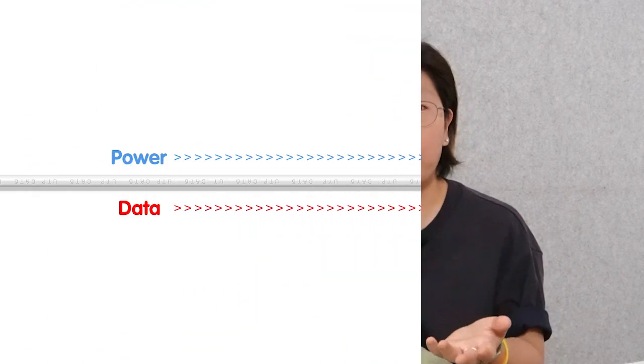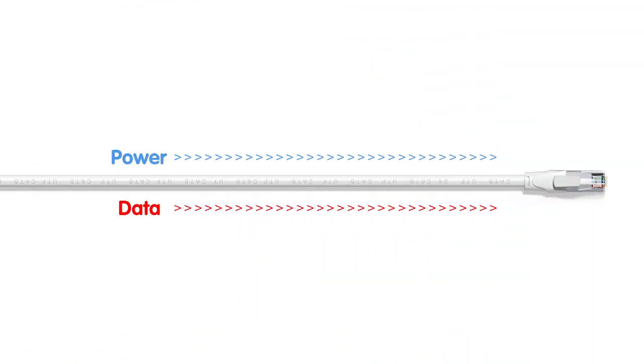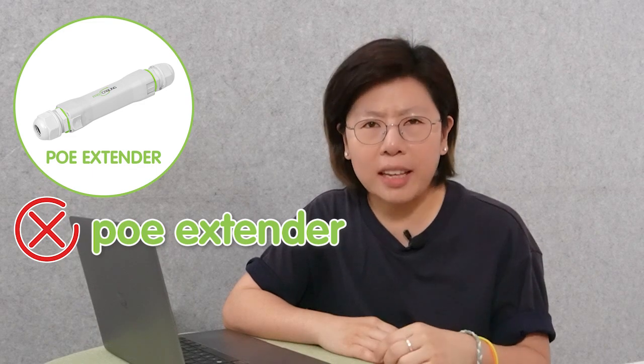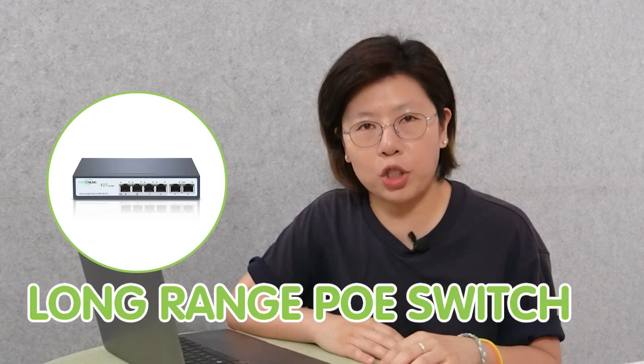Because PoE can transmit both power and data through a single Ethernet cable. But in this case, we don't suggest he add a PoE extender, because you might have to add like 5 or 6 of them, and it will generate latency. That's why we suggest he use a long-range PoE switch. And now let's move on to the demonstration board. I will show you how the setup will be and talk about the details.